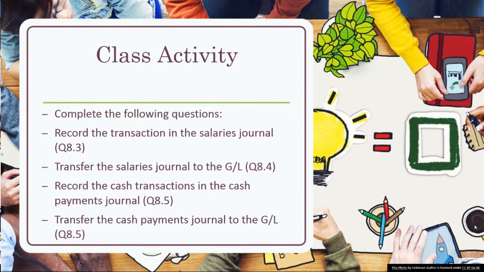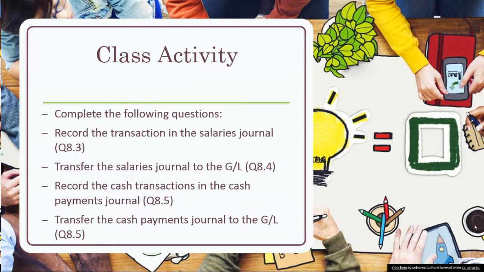Then once we've completed the journal, question 8.4 asks us to transfer those salary journals to the general ledger. That's what the GL means on my slide. Then we're going to record the cash transactions. That is the payments that we are physically making to SARS, to your medical aid fund, to your pension fund. That is what your employer is going to pay over at month end or after month end, depending on the information. They will tell you when the payments are made.